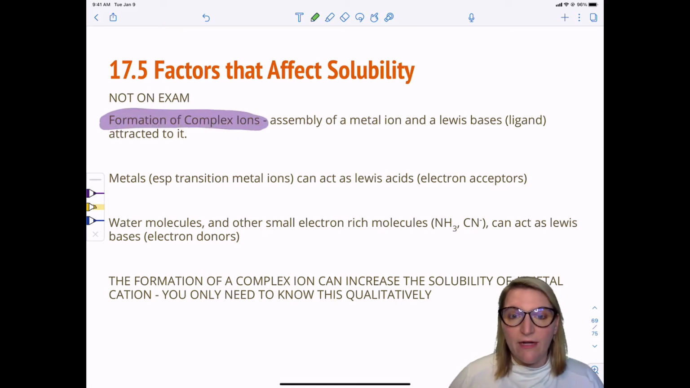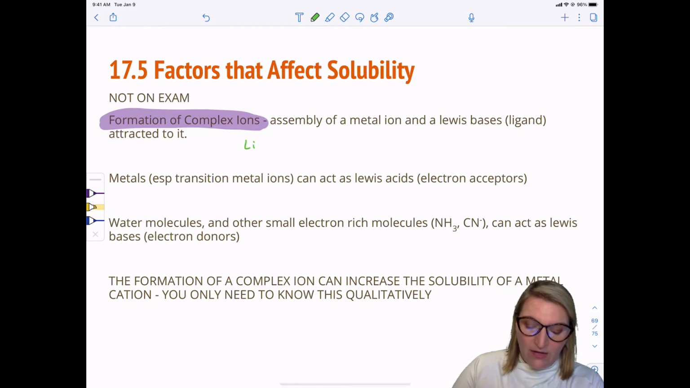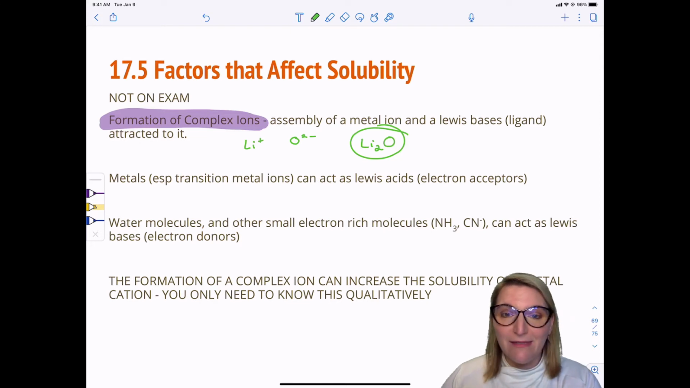So far in chemistry, when we've talked about the formation of an ionic compound, we always say that a metal and a non-metal come together and make sure that their charges equal out, like Li+ and O2-, and they would come together to form Li2O. It would definitely have to be neutral. And that is not necessarily true.